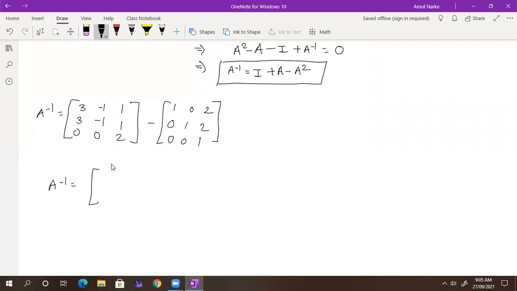A inverse is equal to, if you do the subtraction, I am getting 2, minus 1, minus 1. Then 3 minus 0, 3, 1 minus 1, I am getting 0 here. Again 1 minus 2, I am getting minus 1. And here simply 0, 0, 2 minus 1 is 1. That is what you have as your A inverse. This is what we have for the Cayley-Hamilton theorem and its examples.